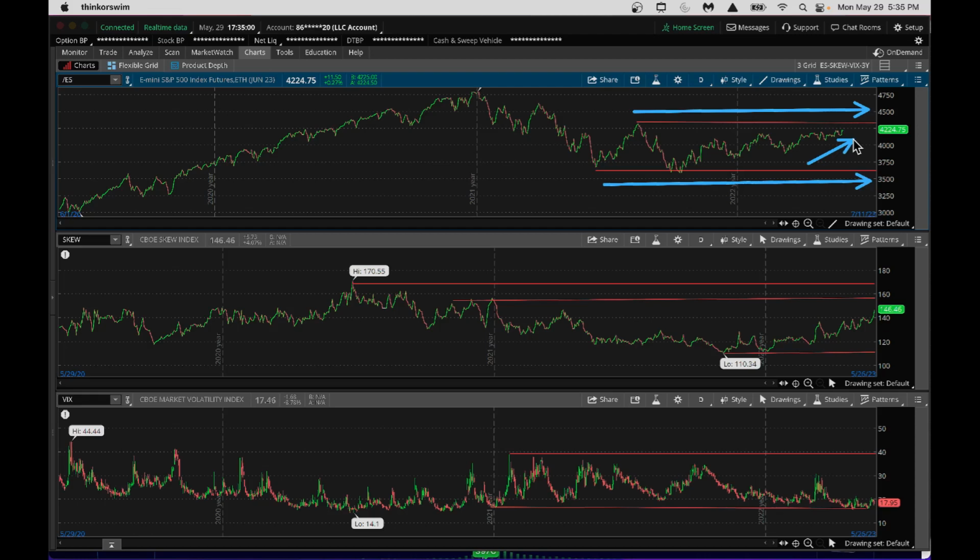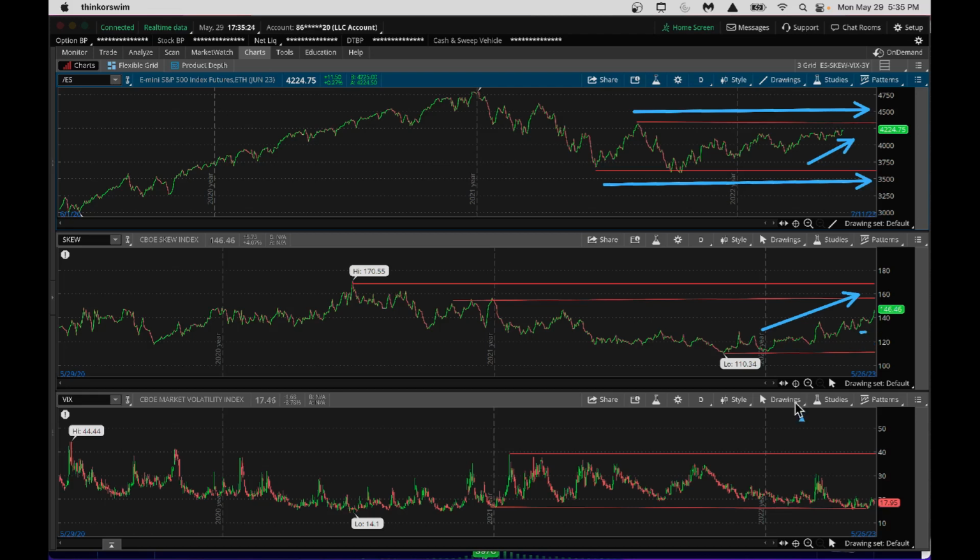And then you got skew jumping higher as you can see here. As skew is going higher, you got to be careful. There may be some downside risk or a tail risk, so that's why you got to be careful. Don't go too close to the money. If you're selling some credit spread, go a little bit lower. We'll look at those scenarios.